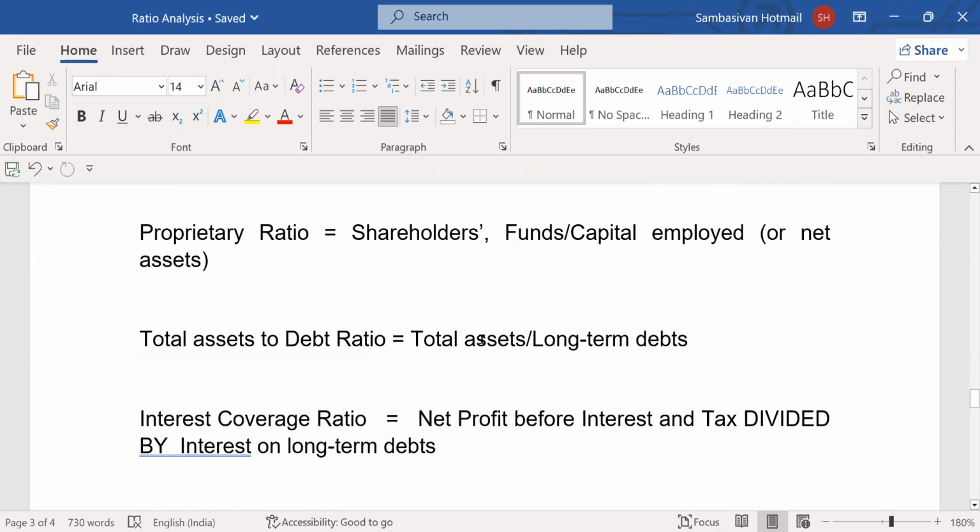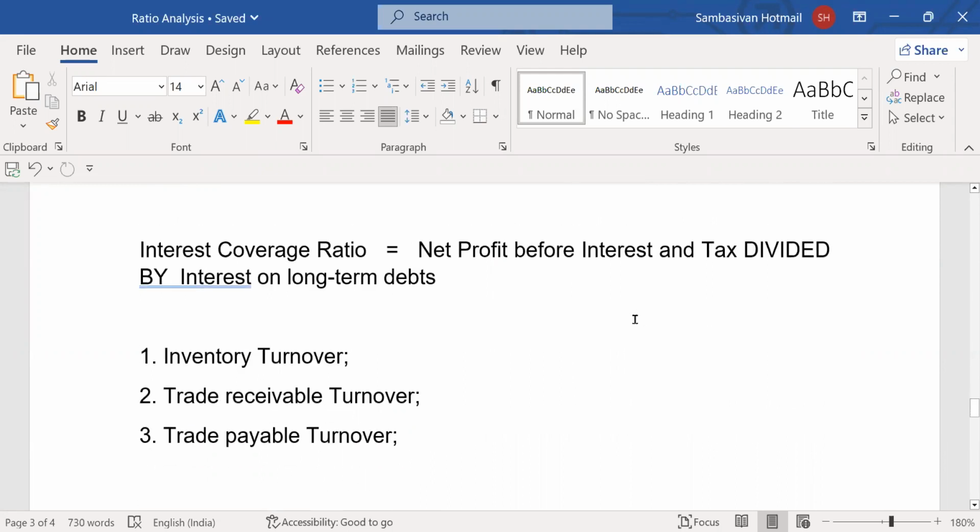Proprietary ratio is equal to shareholder fund divided by capital employed or net asset. Total asset to debt ratio is equal to total asset divided by long term debt. Interest coverage ratio is equal to net profit before interest and tax divided by interest on long term debt.